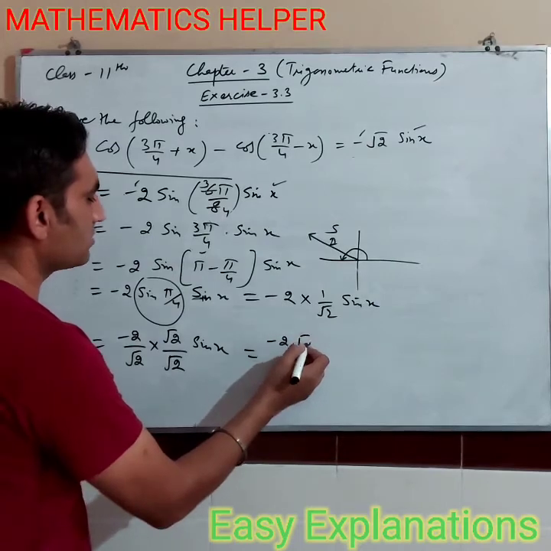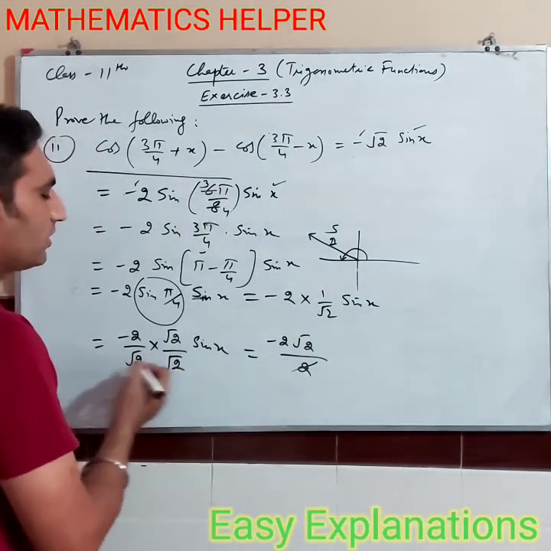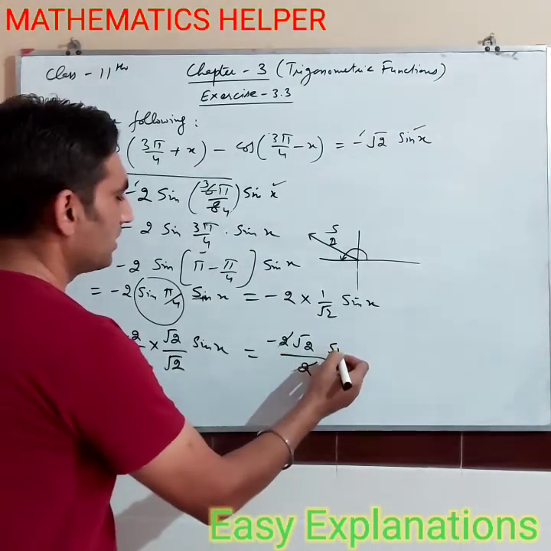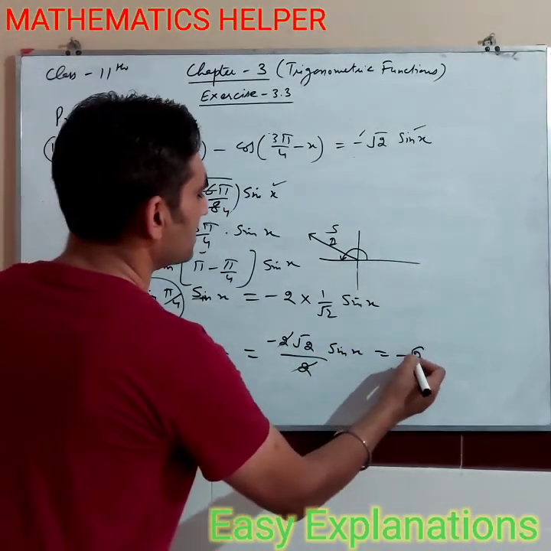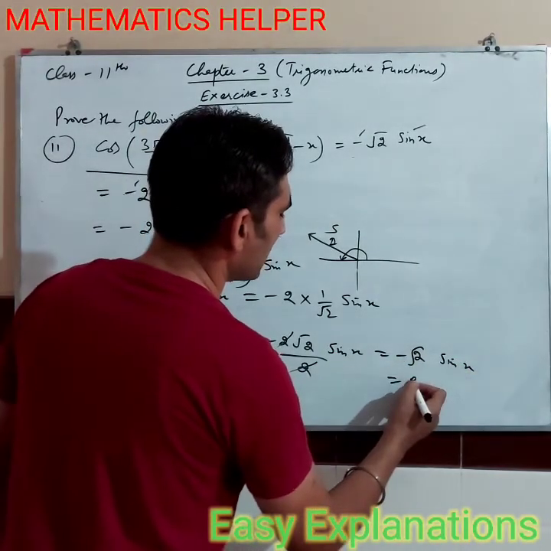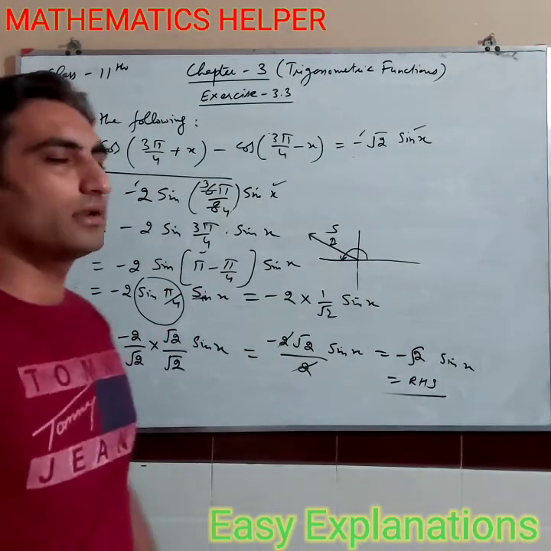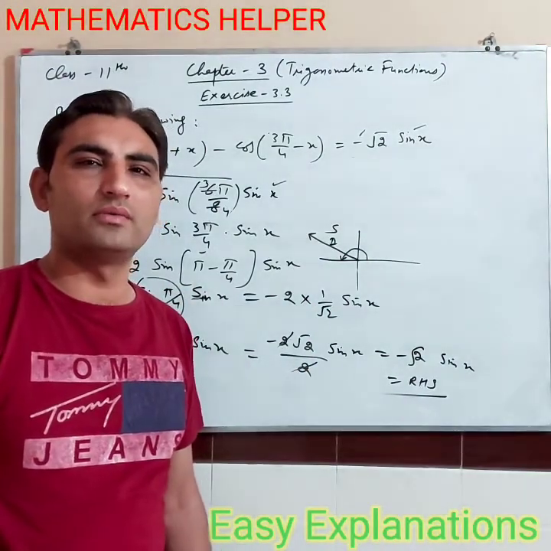So it will give minus 2 under root 2 over 2 into 2 under root, that will give under root 2 into under root 2 will give 2. So 2 cancelled. So we are left with the required answer, which is minus square root 2 sine x. This is actually the right side of equality. This was 11.